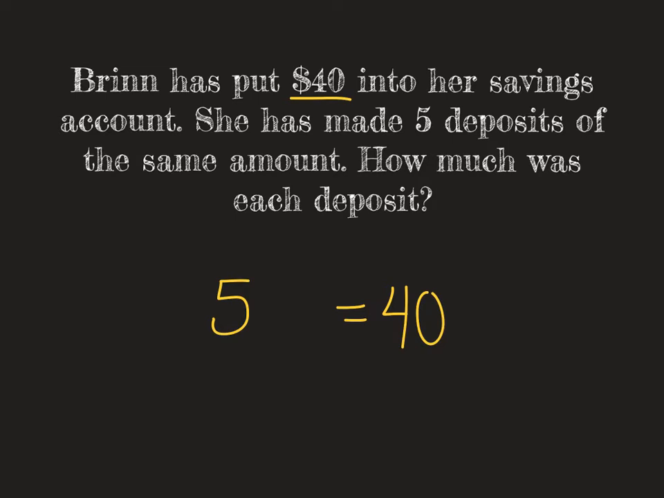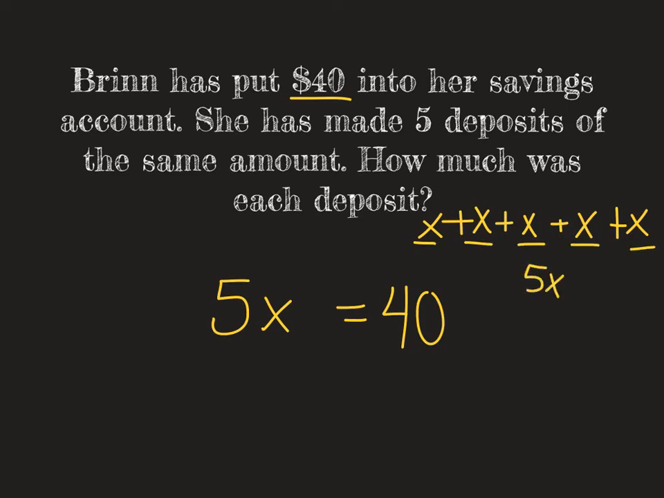That means that she puts in some unknown amount the first time, and then she puts in the same unknown amount the second time, plus the same unknown amount the third time, plus the fourth time, plus the fifth time. That means she's putting in 5 unknown amounts, and they're all the same. So we're going to do 5 times x. You can also see that if we were to combine like terms, we have 5 x's. That's the same thing. So it's 5x equals 40, and then to solve that, divide by 5, and you get x equals 8.